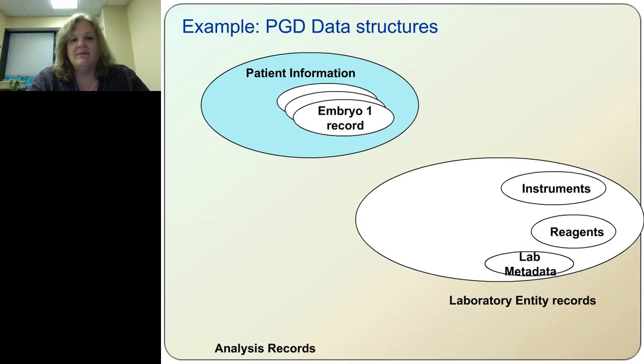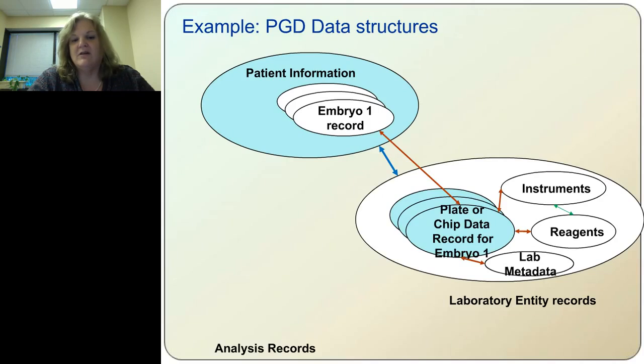When the samples do come in, the embryo records are accessioned. We check them into our laboratory. We also, at the same time, have our instruments, reagents, and lab metadata ready, so that when the embryos are checked into the lab and put on a laboratory entity, such as a plate or a chip, those embryo records that were accessioned in as samples are now linked directly to the chip or the entity that's doing the analysis. So it would be like a PCR chip, an NGS sequencing chip, or a microarray analysis chip. Those entities have their own IDs and are tied directly back to the embryo records.